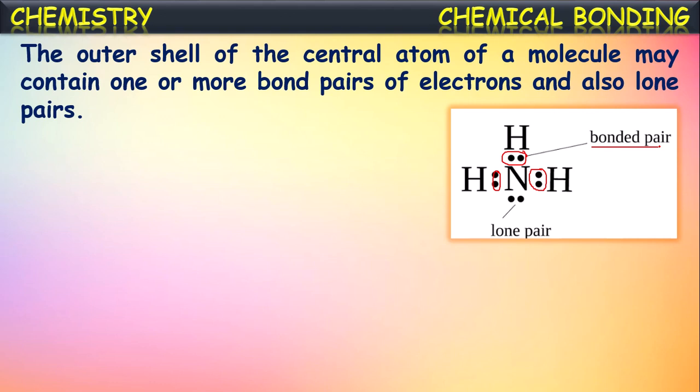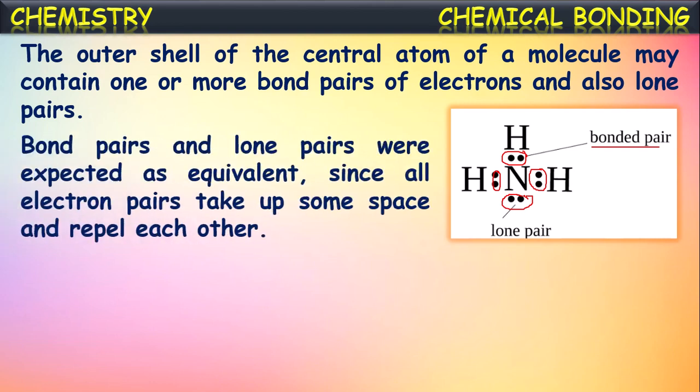On the nitrogen, there is one more pair of electrons which has not participated in the bond formation. It is present in the valence shell but not participating in bond formation, and hence that pair of electrons present in the valence shell without participating in bond formation is called a lone pair. So in a polyatomic molecule, the central atom may have one or more bond pairs of electrons and also one or more lone pairs of electrons.